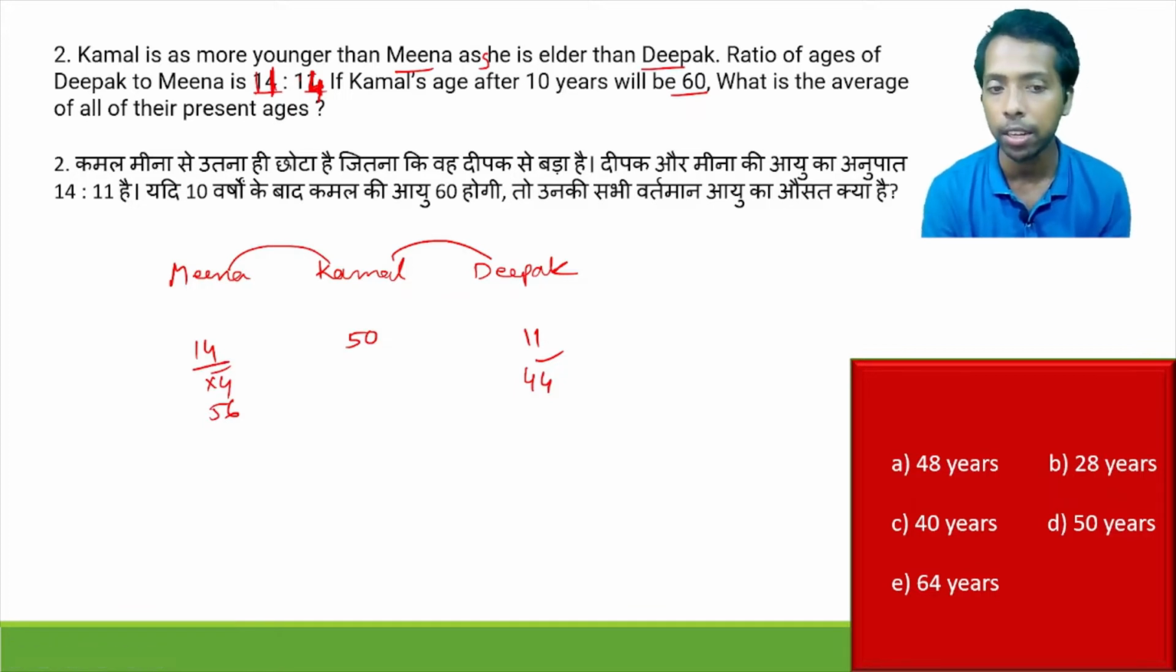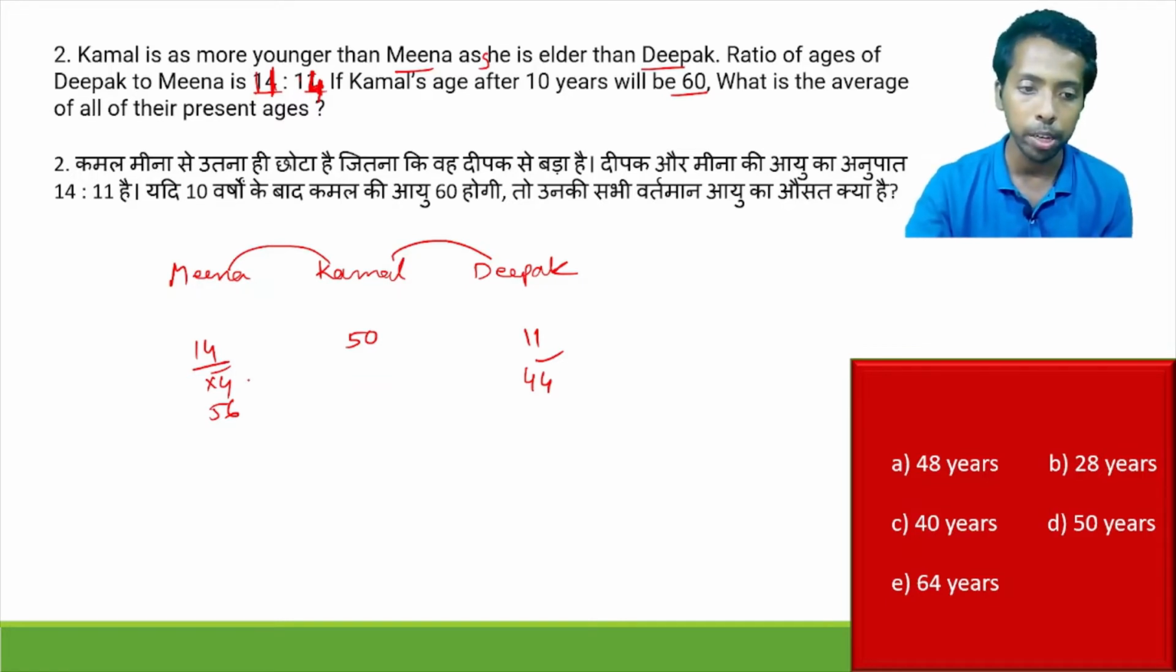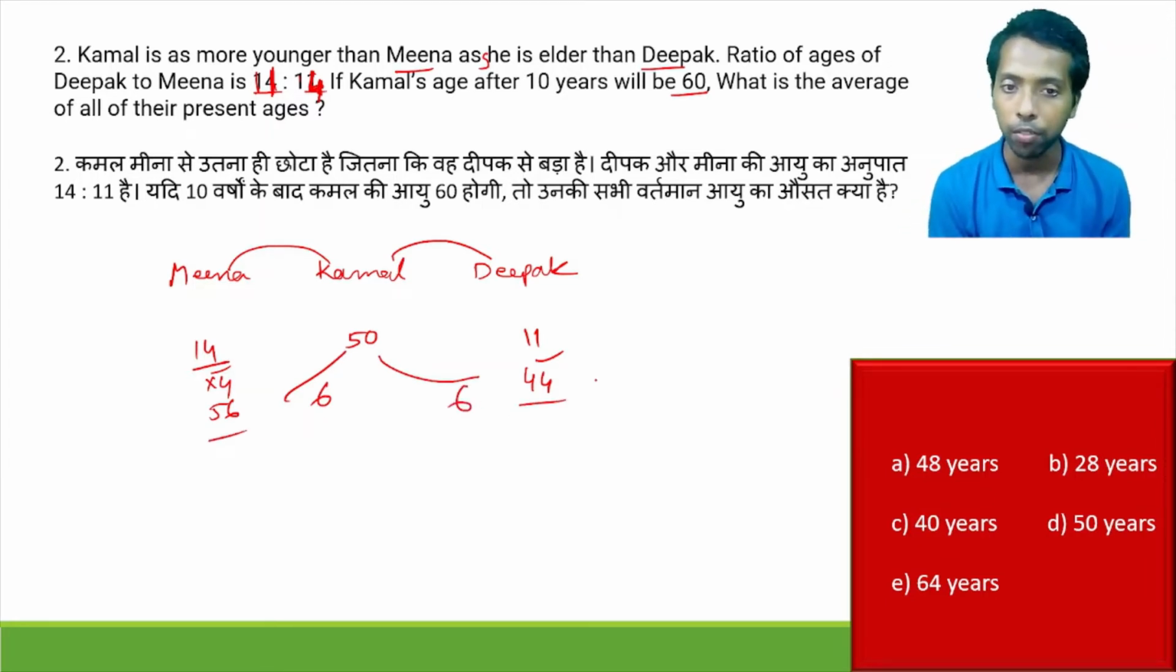Then we will move further, because we cannot go below this number, since multiplication by 4 gives the number more than 50, which is our primary concern here. So multiplied by 4, this difference is 6, this difference is also 6. Exactly satisfied, and only one set of values would satisfy, so this would be the correct one. So here Meena, Kamal and Deepak, the ages of all three are 56, 50 and 44 respectively.